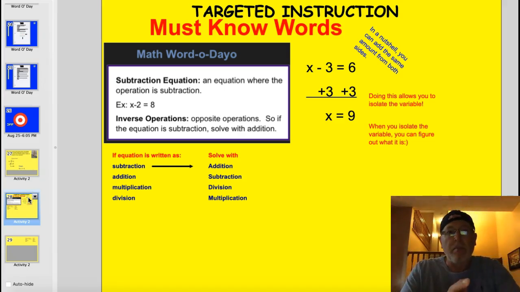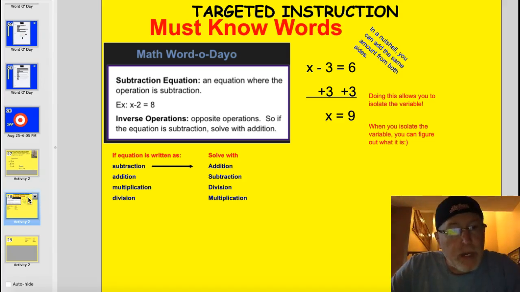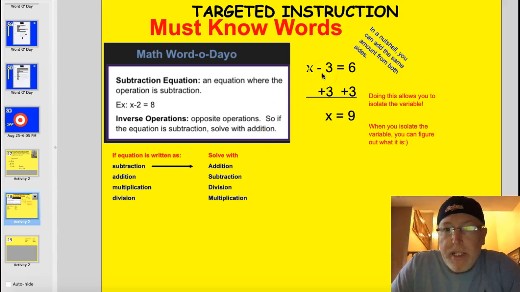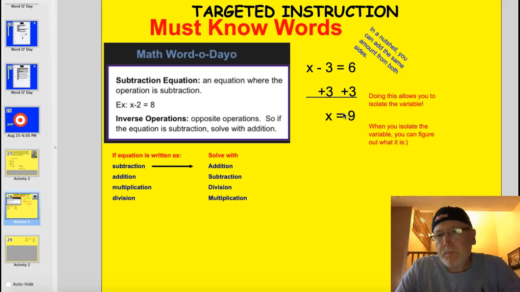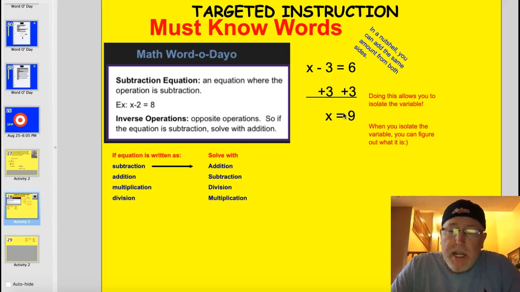Let's take a look at our must-know words tonight. Not much new. We've got subtraction equation. That's just an equation where subtraction is the operation, like x minus 2 equals 8, or x minus 3 equals 6. We solve them by isolating the variable and using the inverse operation. So we have subtraction, so we solve with addition. We add 3 to both sides. These cross off. We end up with x is equal to 9. So by using the inverse operation, we can isolate the variable.